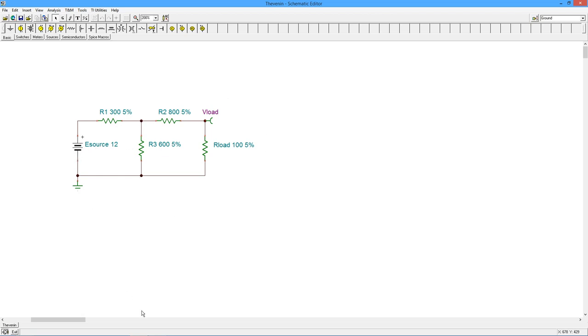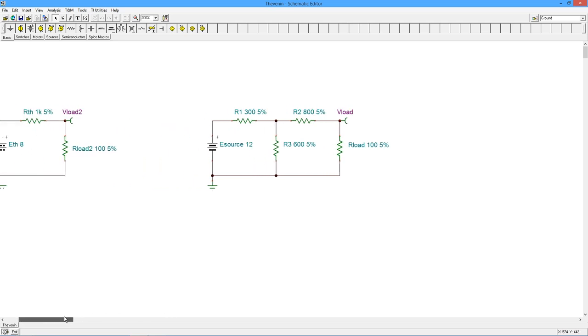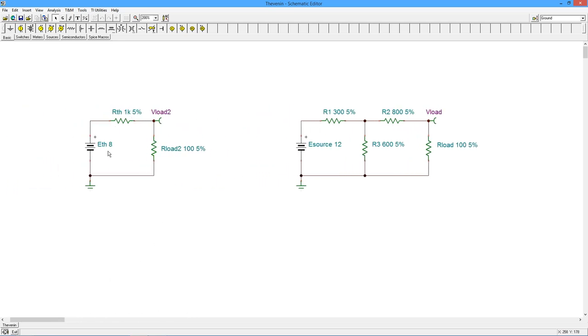So what you wind up with is something like this. Here's an E Thevenin and an R Thevenin. So my point here is that this circuit should have the same value of load voltage. In other words, this V load 2 should be the same as this V load over here, as long as this R load and this R load 2 are the same value, right?